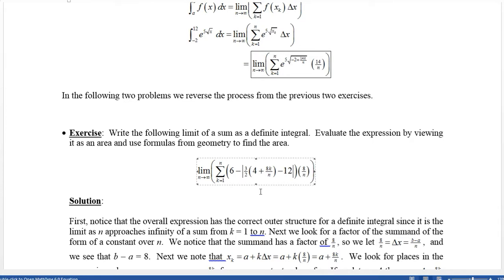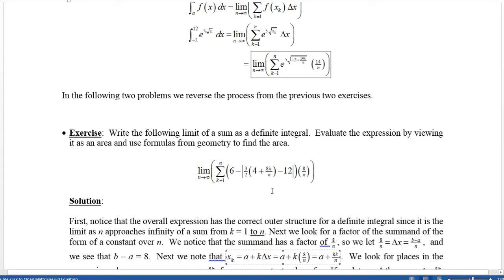Now, what else are we looking for? We're looking for x sub k. Now x sub k is a plus k times delta x. Okay, right here. But delta x is 8 over n, we've decided. So we're looking at 8 over n times k, which is 8k over n. So we're looking at something that is some constant plus 8k over n, where we have it substituted in here. Can you see anything that might work there?